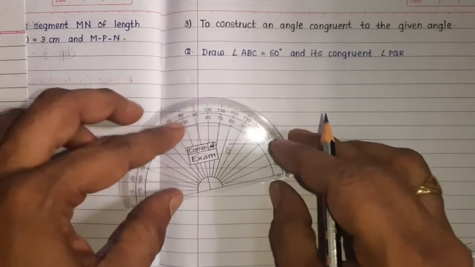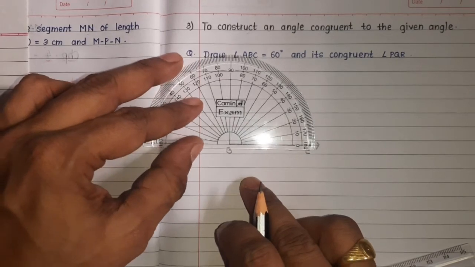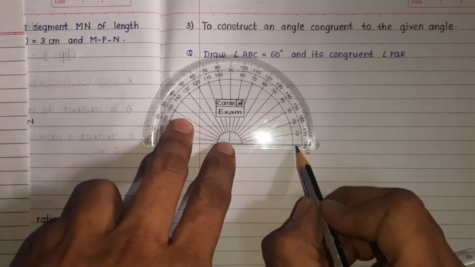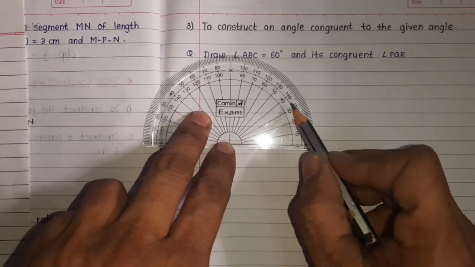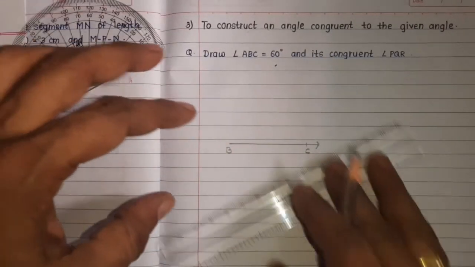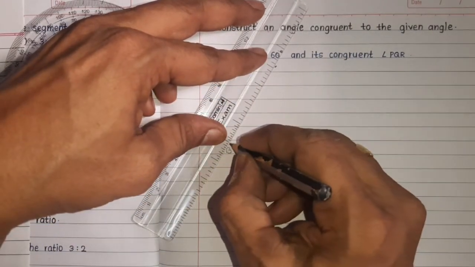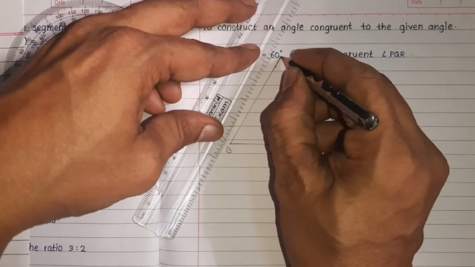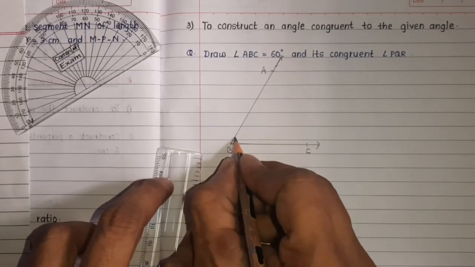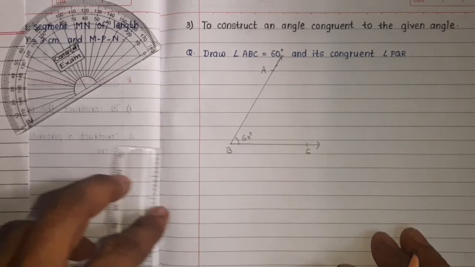And at the point B, the angle is of 60 degree. Therefore put it like this. And now BC is there. This is 0, then 10, 20, 30, 40, 50 and 60. This is the angle ABC of 60 degree. Here we have to give the name point A. The first part is completed.